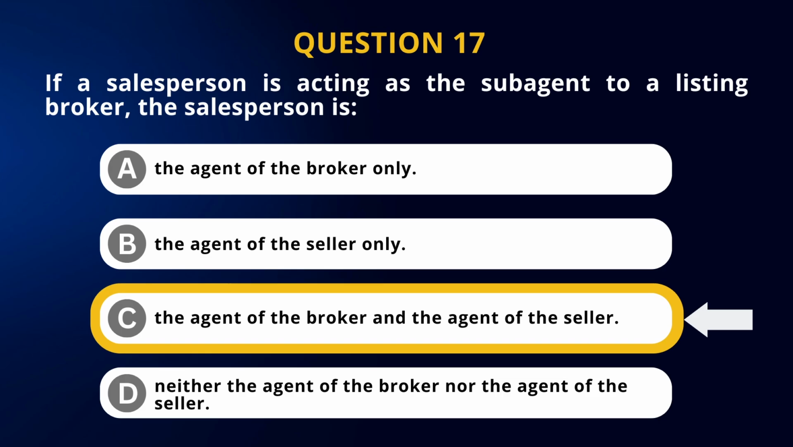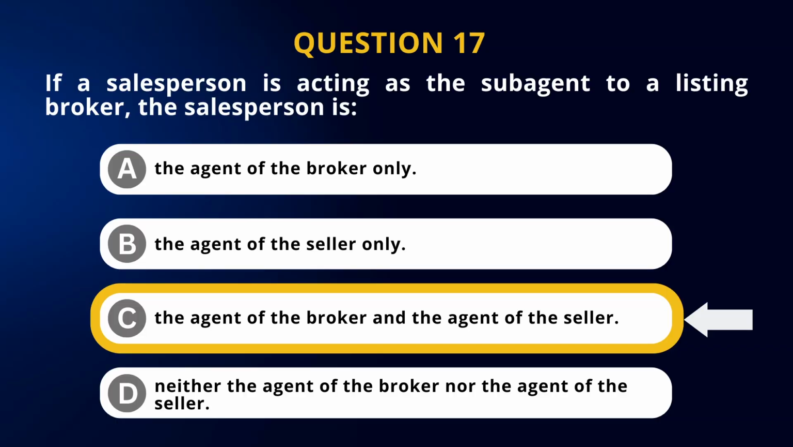So this is an agency question, and sub-agency is something that we want to know the definition of. A sub-agent is an agent underneath another agent. So you are an agent underneath the broker. If the broker were the agent, then the salesperson is the sub-agent. And as we get into a listing contract with a seller, what's going to end up happening is that you also become the agent of the seller.